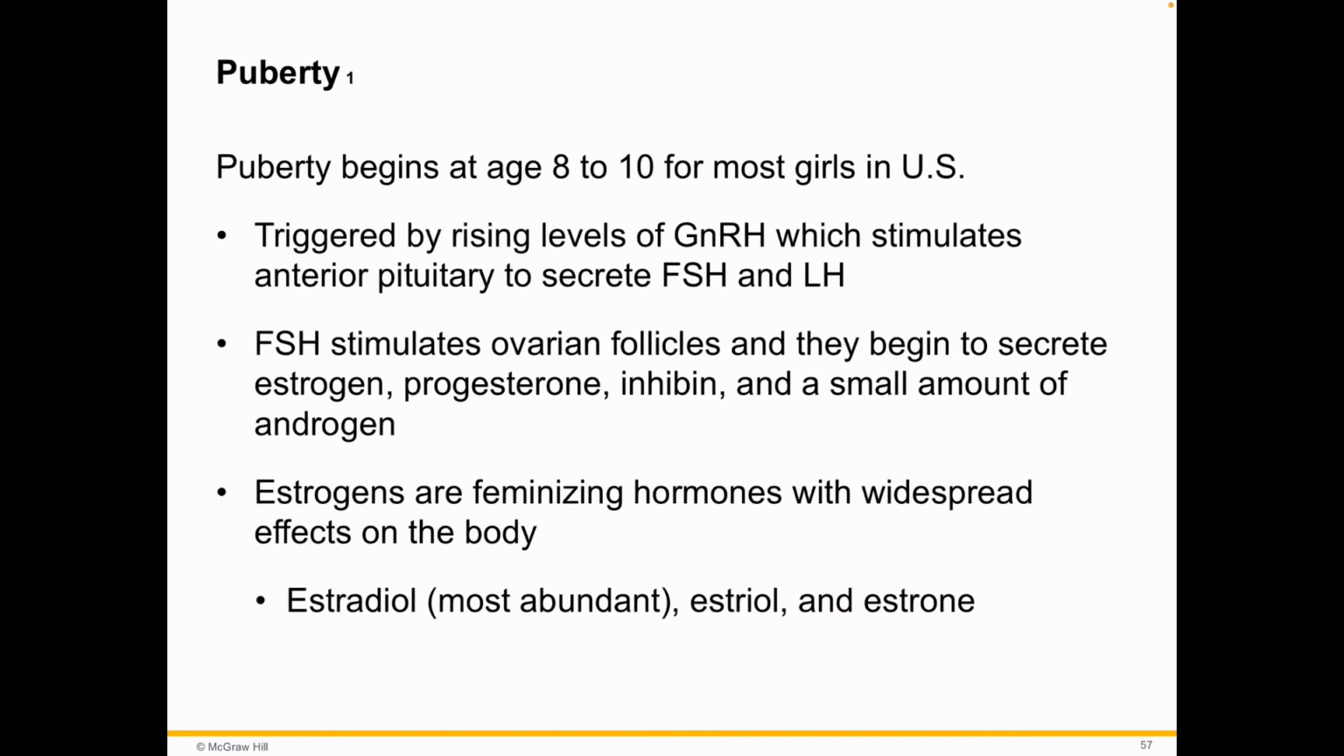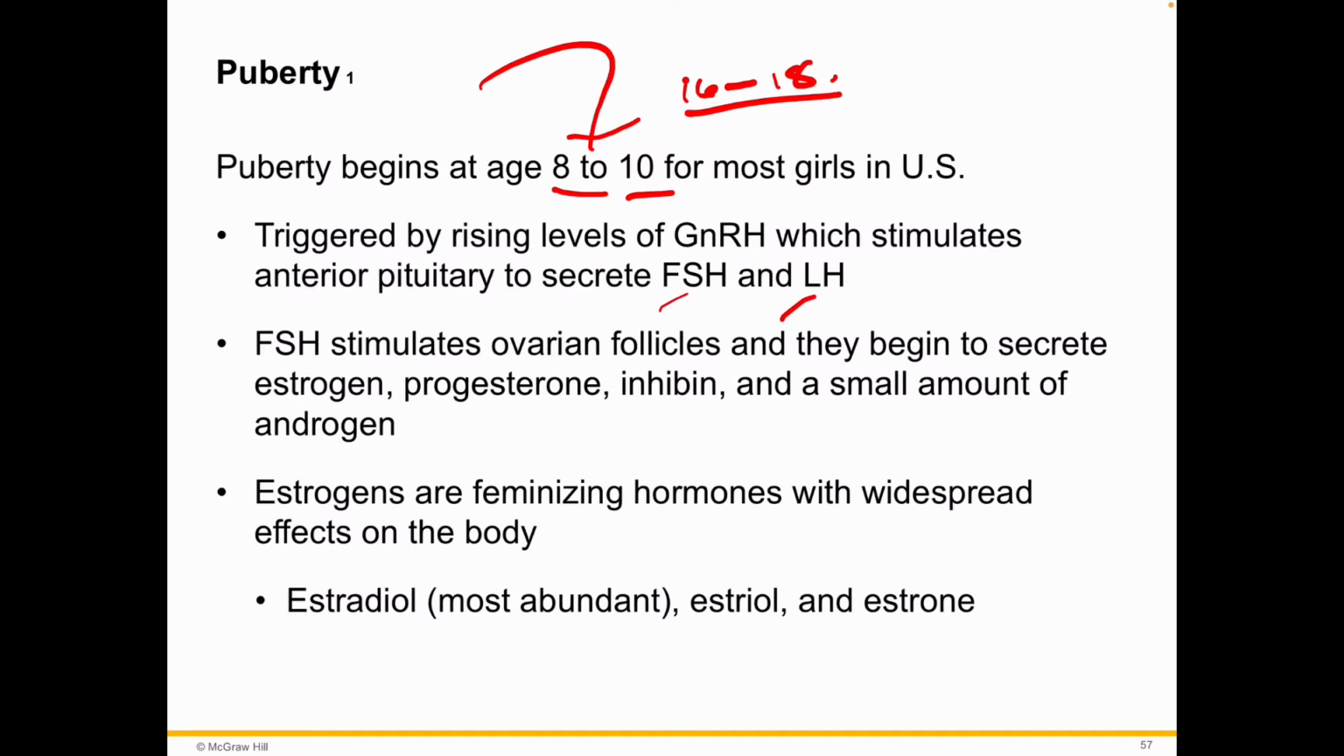Puberty now begins between the ages of 8 to 10 in the US for most girls. Previously, in the past, it sometimes began around the ages of 16 to 18. Folks are saying there may be an environmental effect that's causing it to occur in such very young children. We know that it is triggered by rising levels of trophic hormone, which stimulates the anterior pituitary to secrete follicle stimulating hormone and luteinizing hormone.